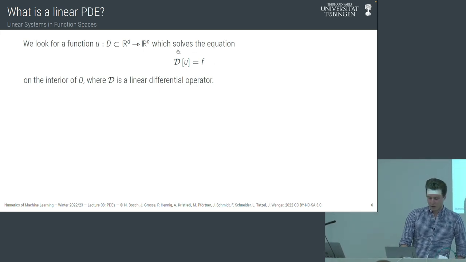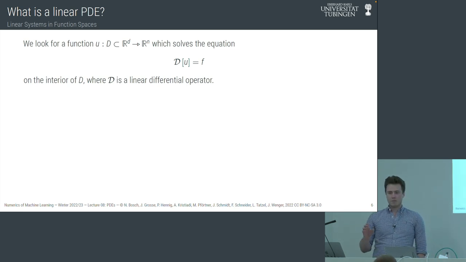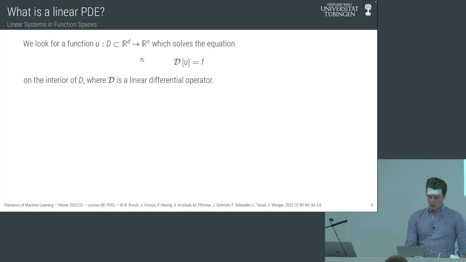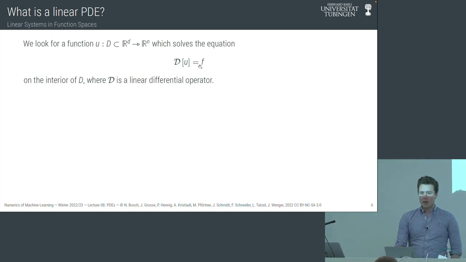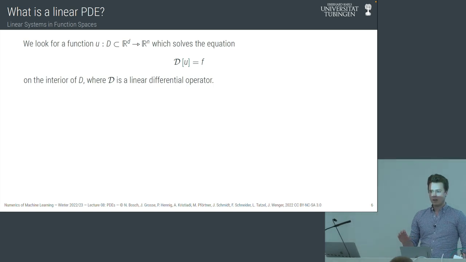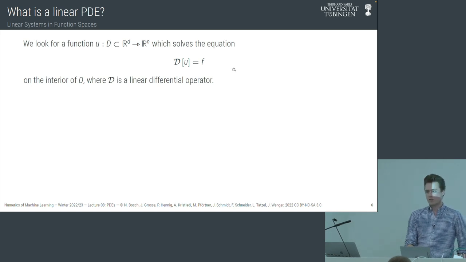This is the description of the system that we want to simulate. The mechanistic knowledge in these PDE-based models is given by this equation here, where D is a so-called linear differential operator. I'll show you some examples of that. But generally speaking, this is just a linear combination of partial derivatives of the unknown function U. We don't know the function U, but we prescribe a fixed value F, which is called the right-hand side of the equation, for this linear combination. And this turns out to be a very elegant description of a lot of physical processes.